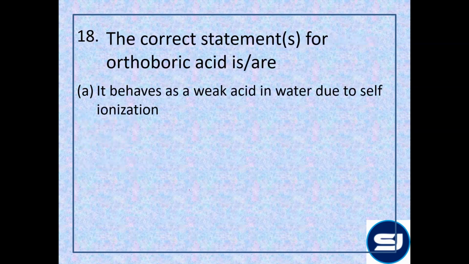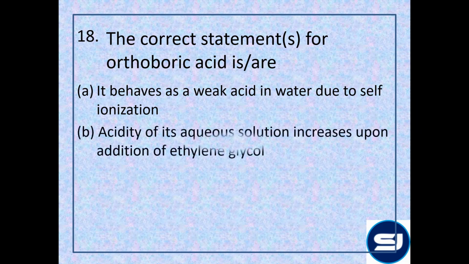The correct statement about orthoboric acid is R. It behaves as a weak acid in water due to self-ionization. True or false? Quickly answer. False. Because it does not undergo self-ionization. It is not a protonic acid because it does not give the H plus ion on its own. So this is false.